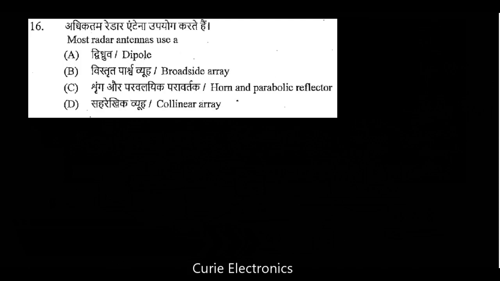Most radar antennas use a parabolic reflector. So the answer is option C, horn and parabolic reflector. Long distance communication, satellite communication, all these need a parabolic reflector. So radar also needs a parabolic reflector, and with that a horn antenna is there.